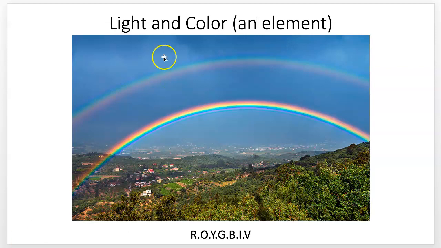Light and color. Color is an element. Light is how we see value in color. And this is a rainbow, so Roy G. Biv: red, orange, yellow, green, blue, indigo, violet. Light is a really interesting thing, and you study it quite a bit in physics, and in physics too, they will study color. So this is an interesting area where science and art sort of overlap. It's a really powerful element, and the spectrum of visible colors is a really wide range of color, possible variations through paint even.